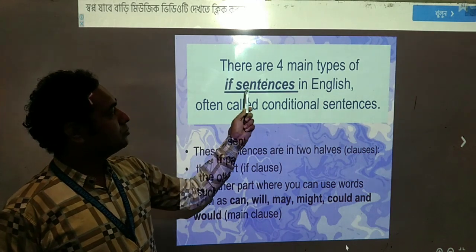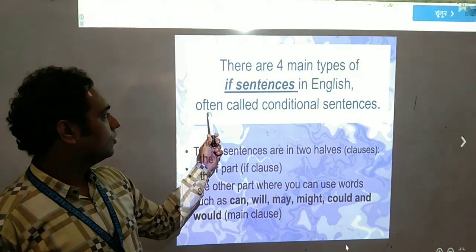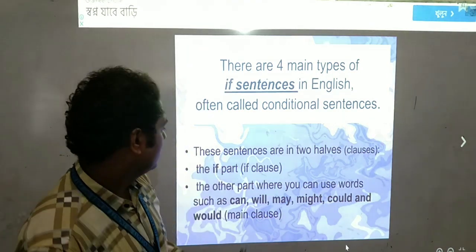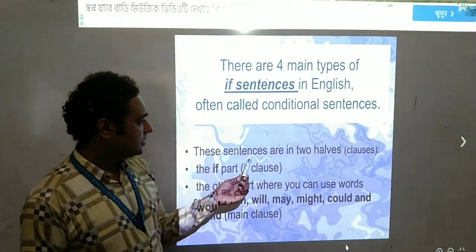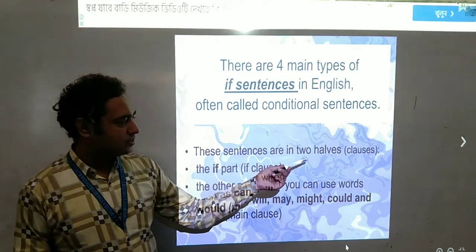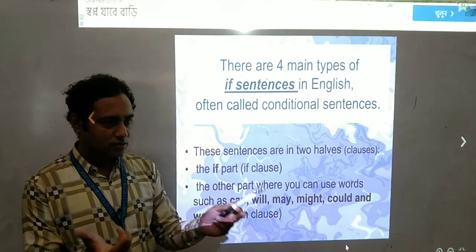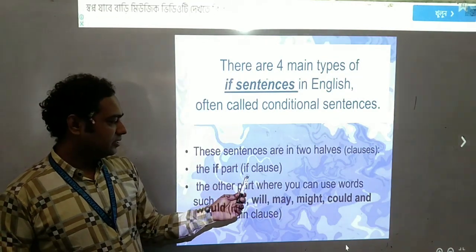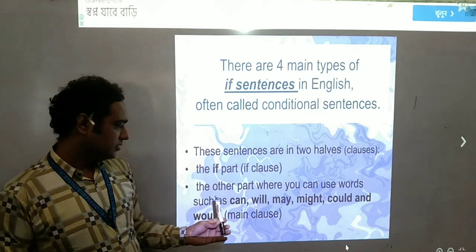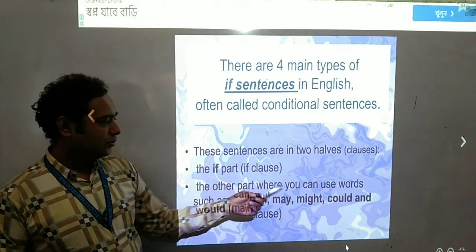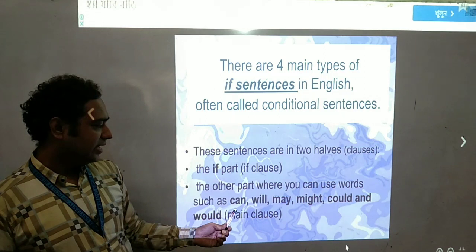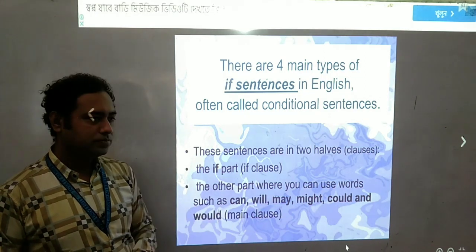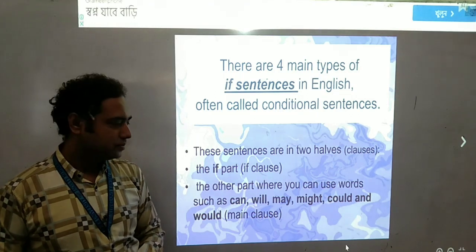There are four main types of if sentences in English, often called conditional sentences. These sentences are in two halves, with a comma most often. The if part is one clause. The other part is where you can use words such as can, will, may, might, could. This is the main clause. Remember this.